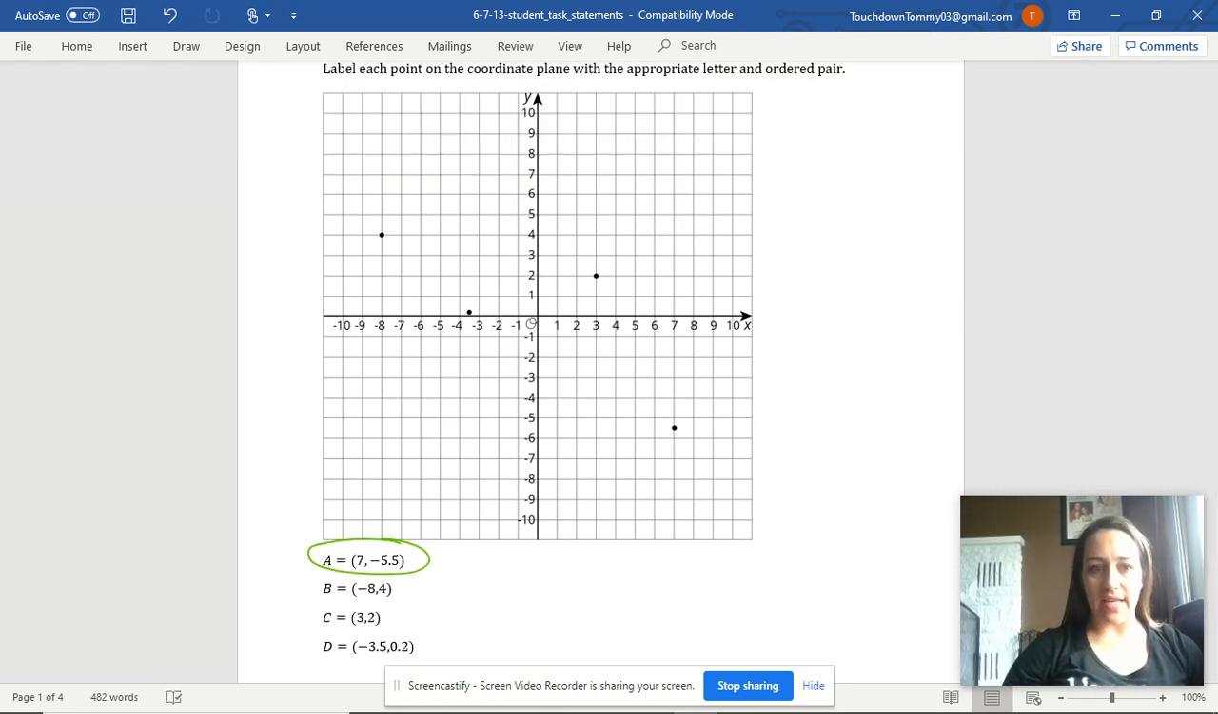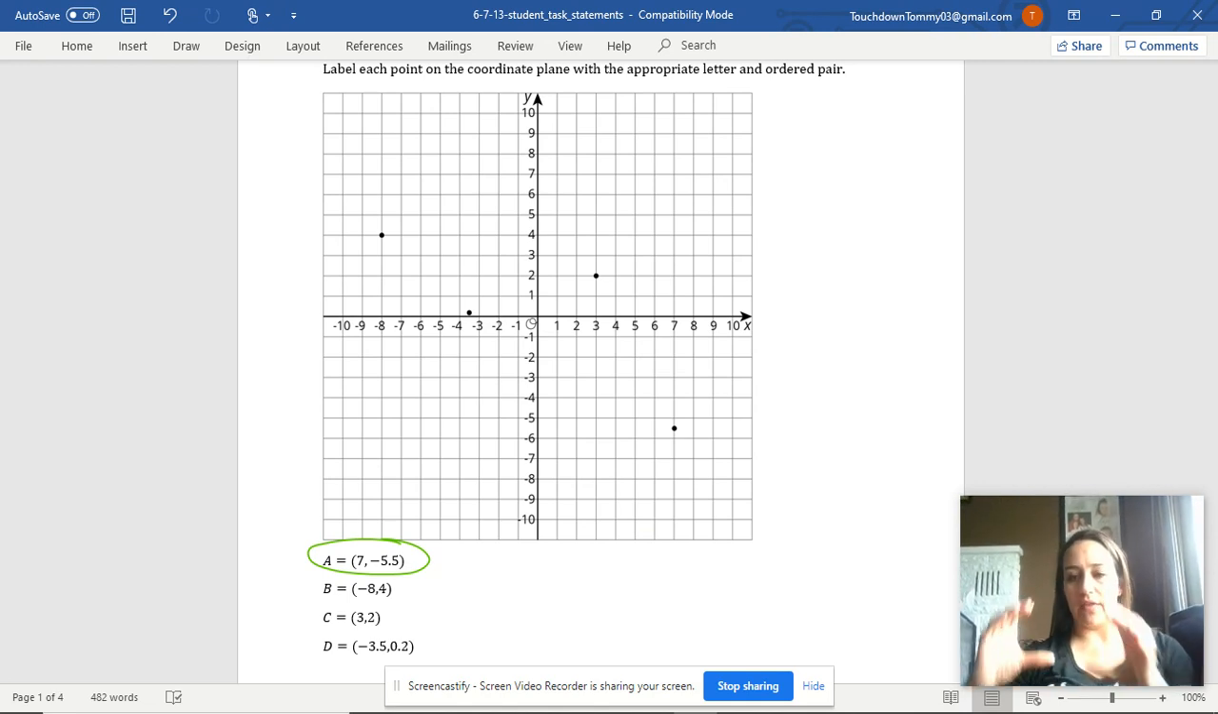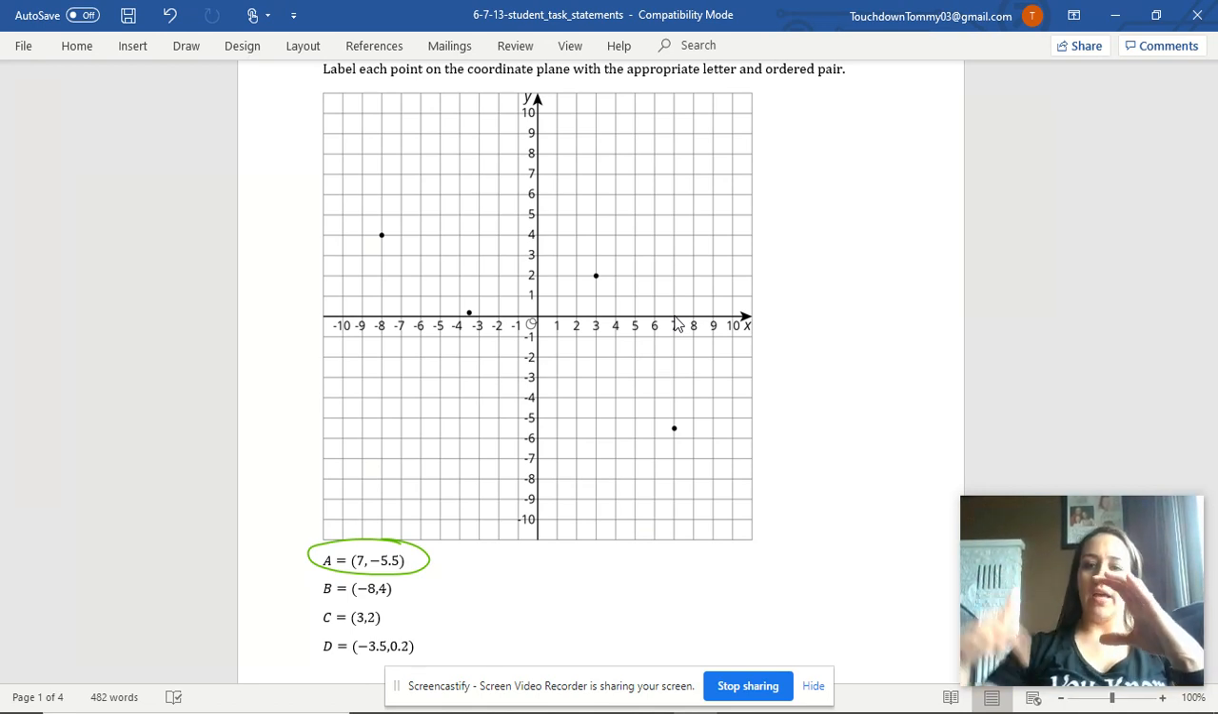So point A is at 7, negative 5.5. So remember that first number in the ordered pair tells us horizontal, so side to side, it's our x-coordinate. So 7 is a positive number. So if I start at the origin and go to 7, that'd be on the right side of the number line. But then I need to use that second coordinate, the negative 5.5, which is our vertical number, our up and down on the y-axis. So negative, I'm going to go down below the line.